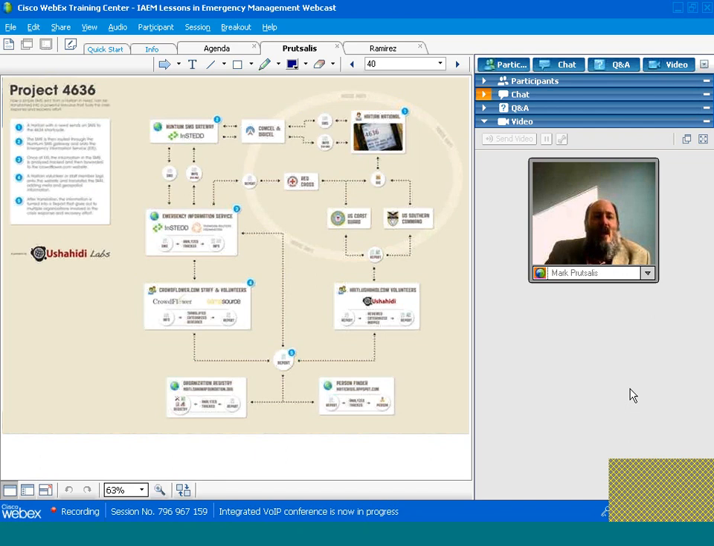Project 4636, I'm going to leave this slide up for a little bit because it involved many different groups and it was a little bit of a complicated process, so I want to make sure that I explain this correctly. So the basic idea behind Project 4636 was to be able to collect information sent by citizens in Haiti who would send a text message to a single number, a short code, 4636, that would be looked at by someone. So requests for information, requests for assistance, requests for rescue, these are the type of things that happen.